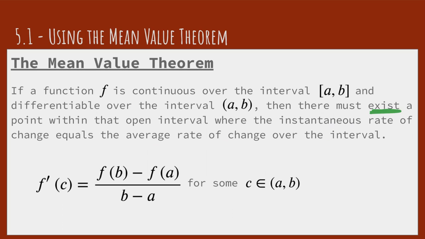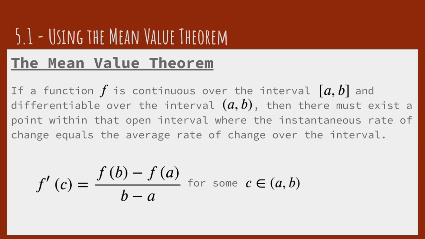So if you look at this equation right here, here's the mean value theorem in equation form. The left side of the equation is the instantaneous rate of change at some point C. Notice that we're saying C is some point in the open interval between A and B, and that has to equal the average rate of change.